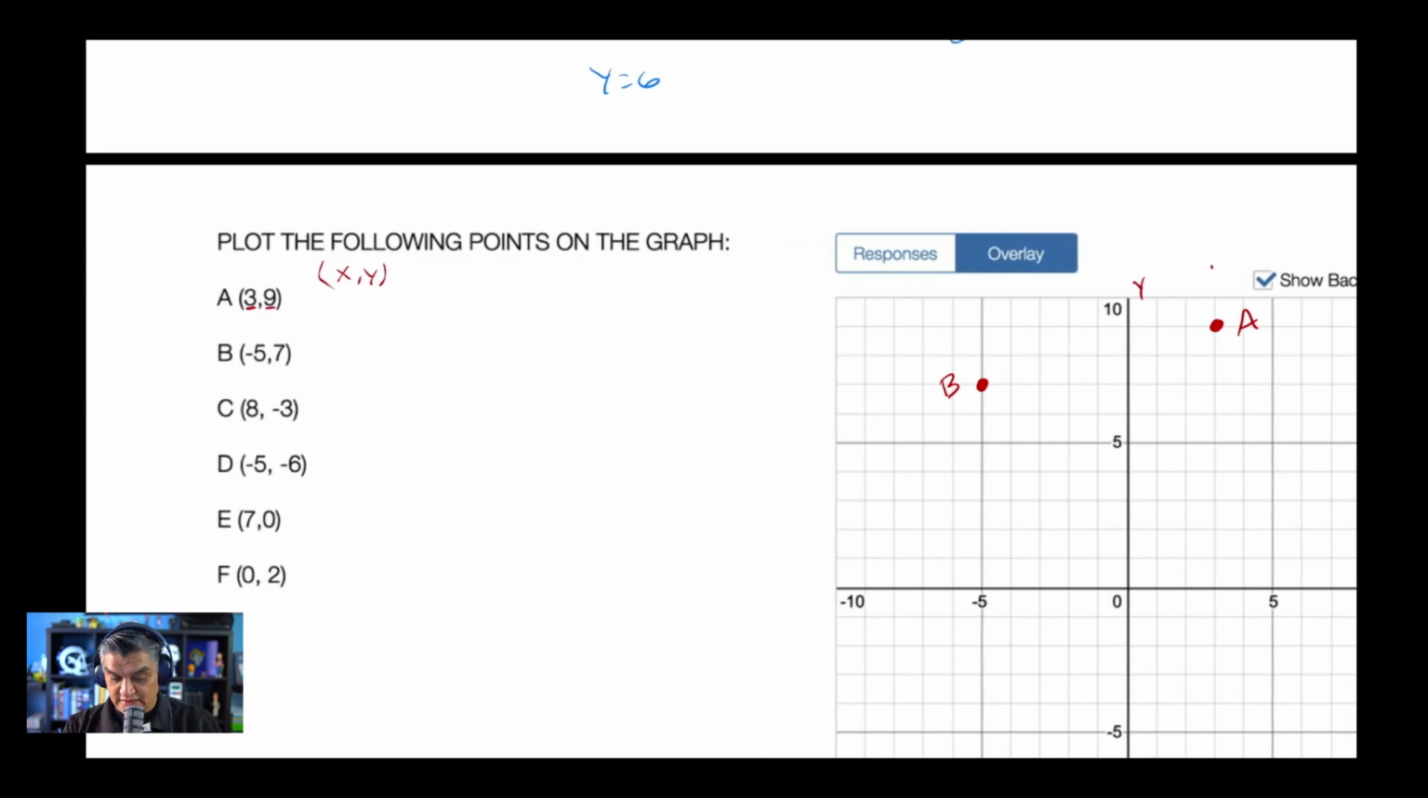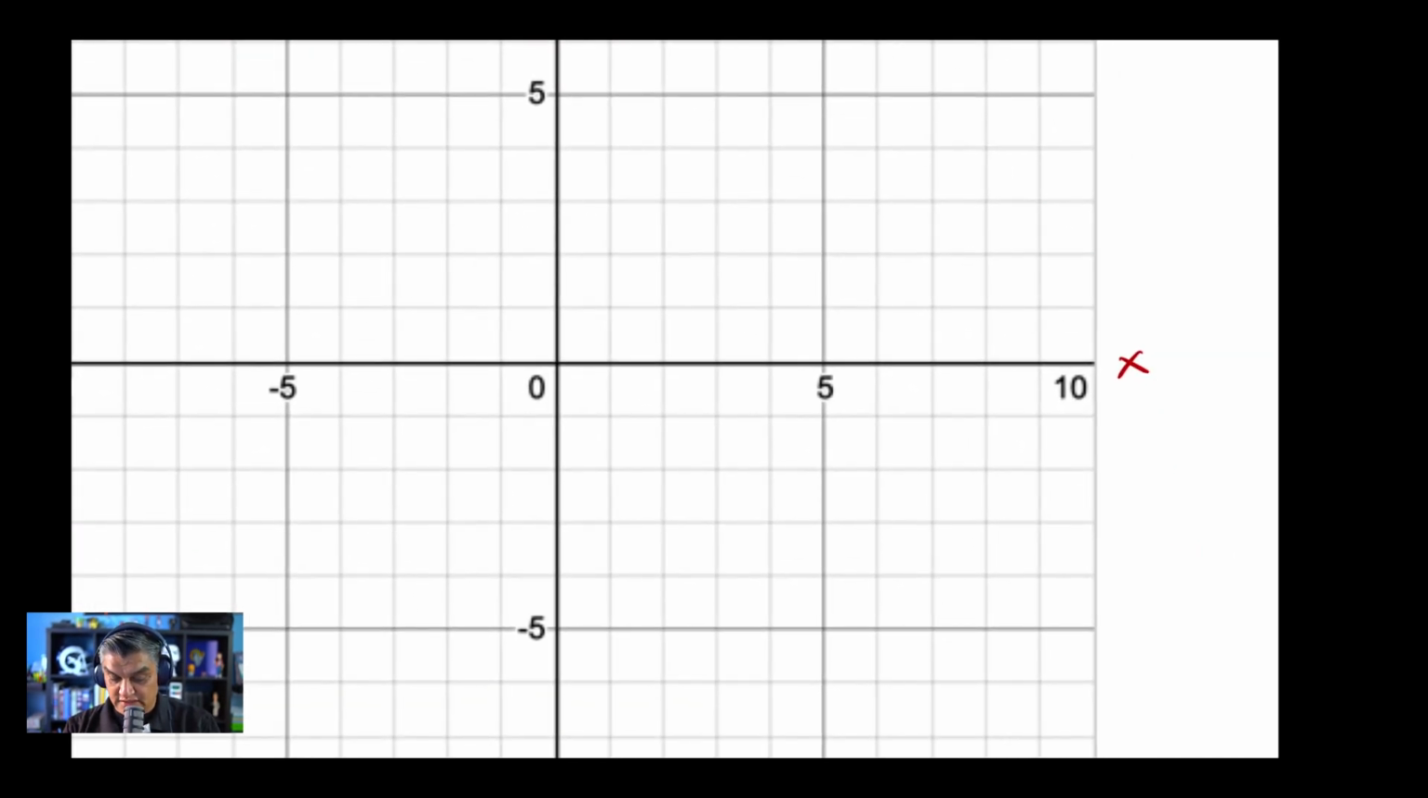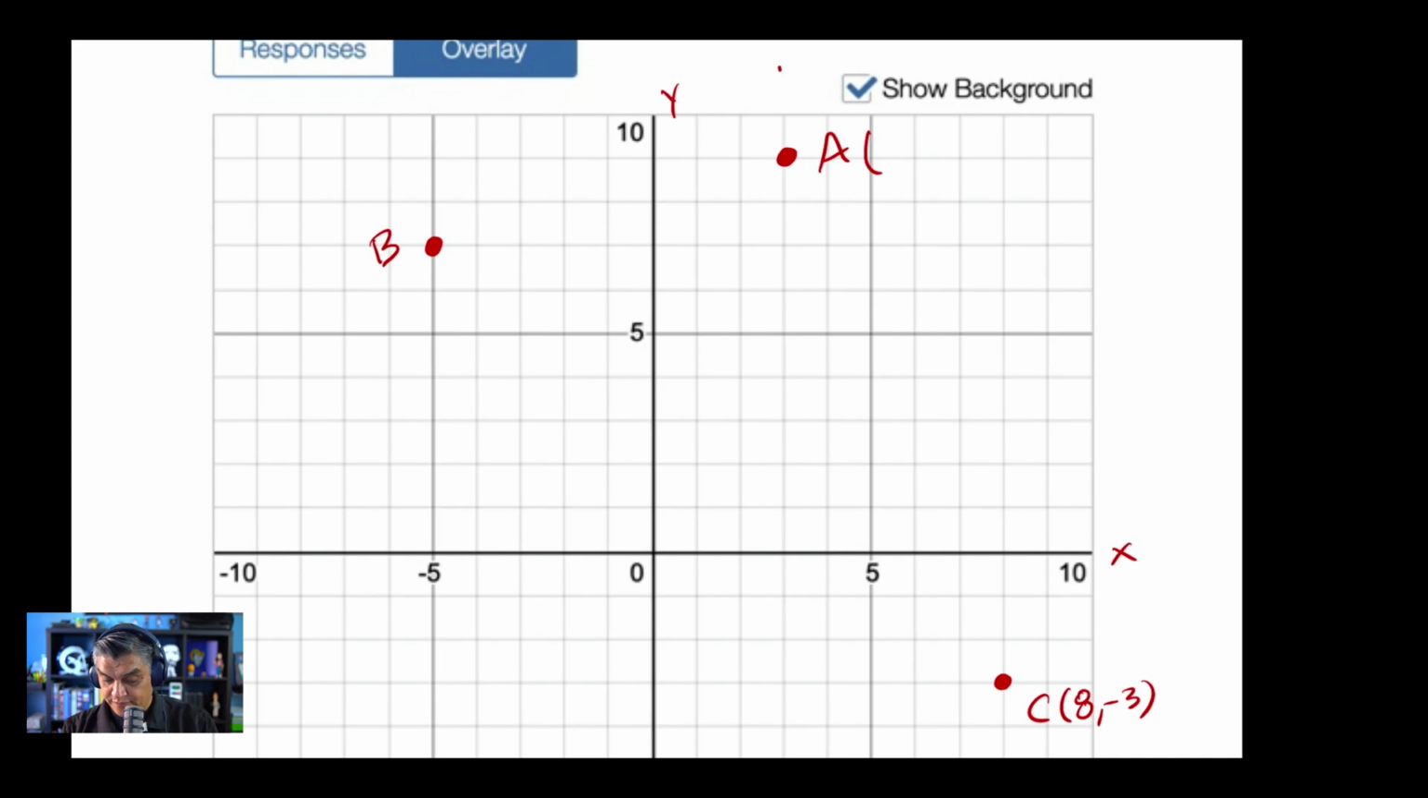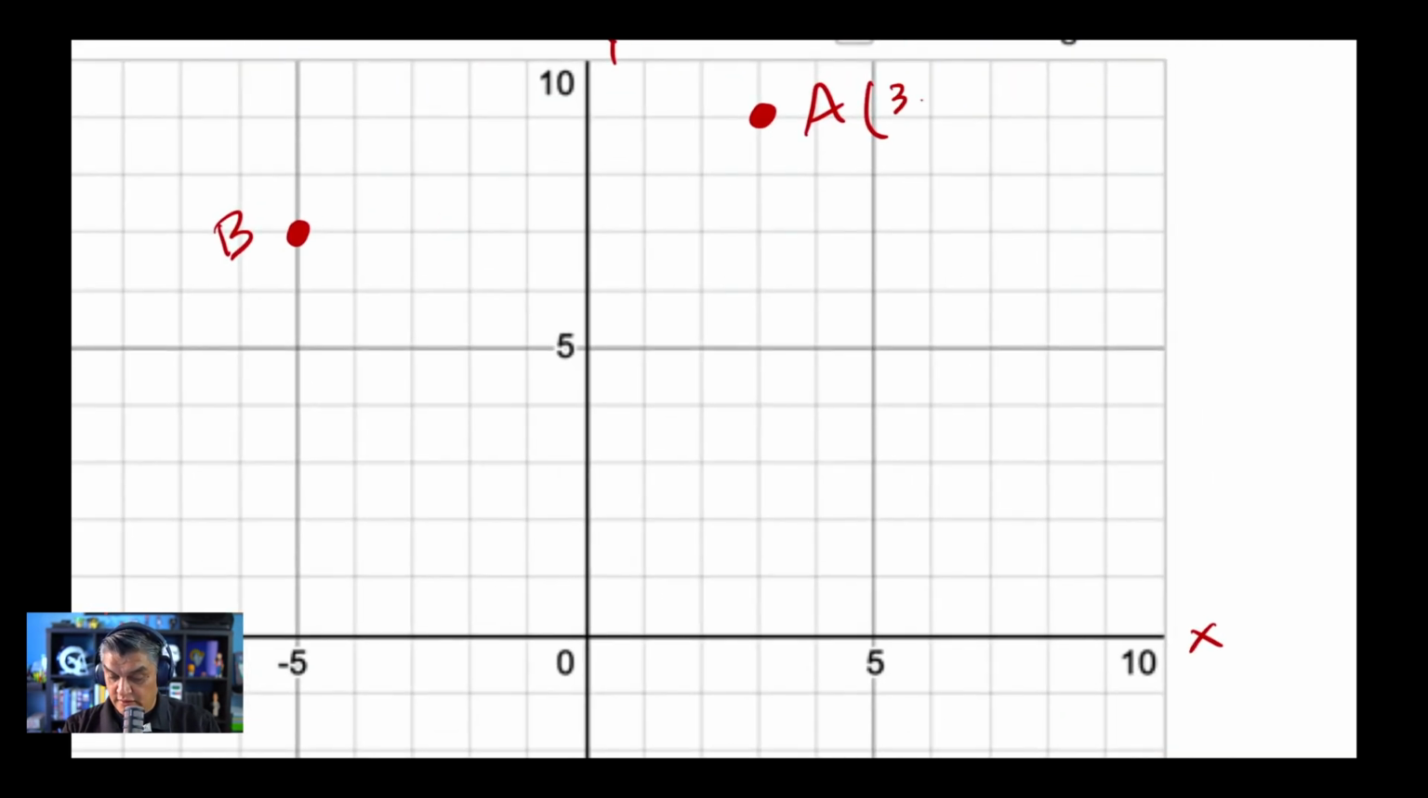All right, C is 8, negative 3. So that means I go 1, 2, 3, 4, 5, 6, 7, 8, and then down 3. 1, 2, 3. So it's right here. That's the point. And that's C. And I'm going to put them here. You don't have to put this, right? I'm just going to put the 3, 9, negative 5, 7. You don't have to put the actual coordinates. I'm just doing that for you guys.